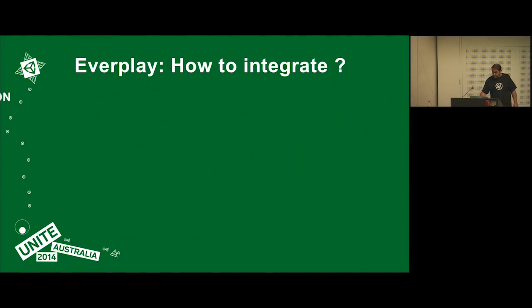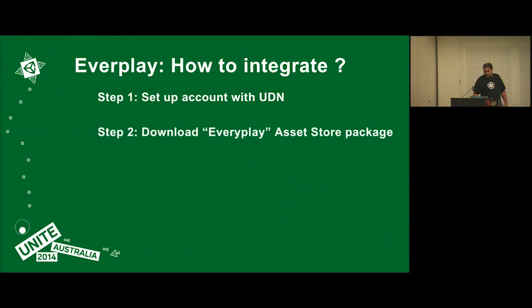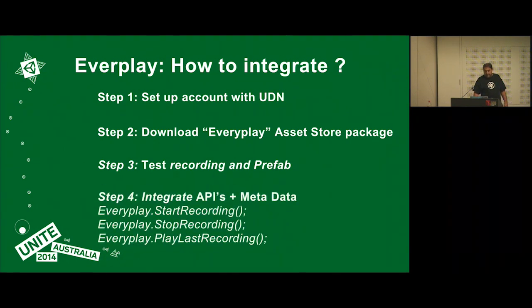The first thing you're going to do is set up a Unity account. If you have one, like if you bought on the Asset Store, or if you have a Unity license, you have a UDN, Unity Developers Network. You're going to download an Asset Store package, Everyplay, and then you can start to test and record with a prefab. And then you can use APIs to start recording, stop recording, and also share metadata, like a high score. Okay, so we're going to do this first.